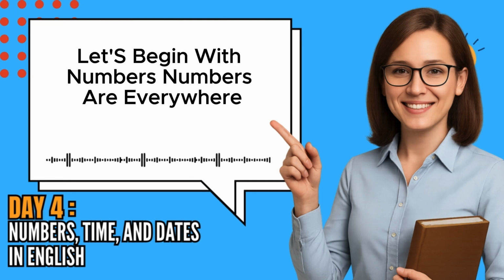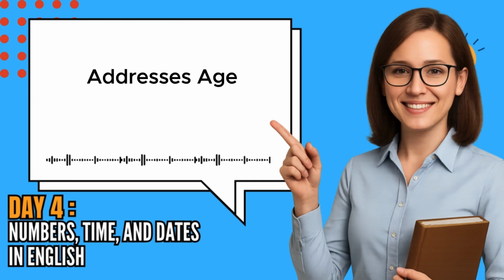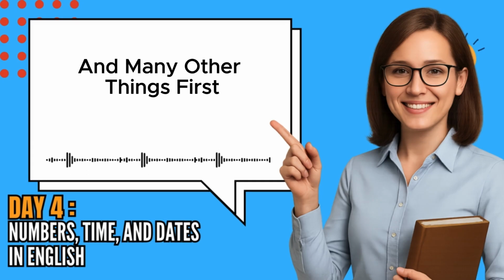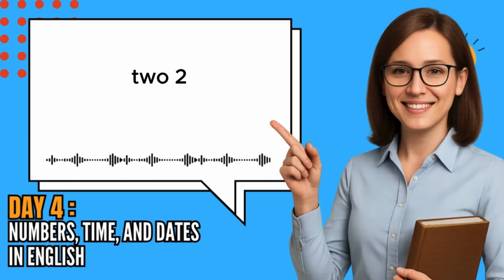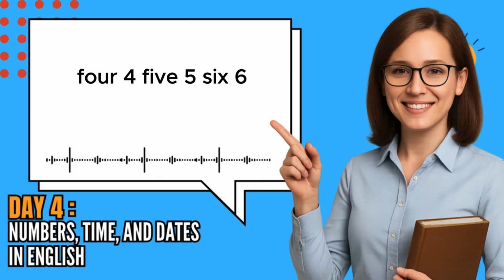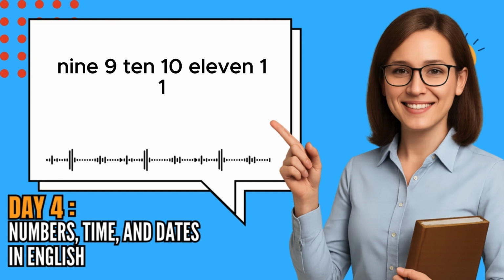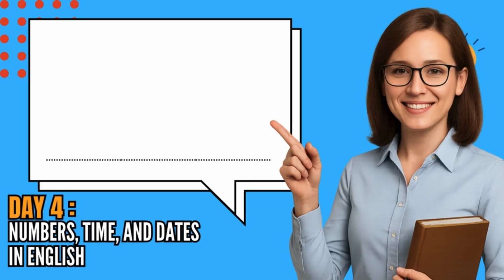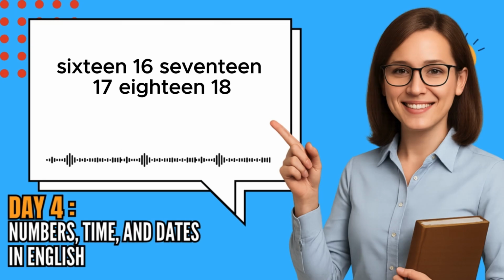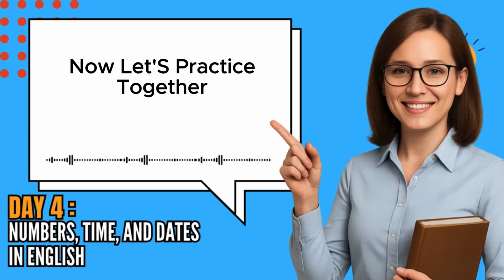Let's begin with numbers. Numbers are everywhere. We use them for money, phone numbers, addresses, age, and many other things. First, let's practice numbers from 0 to 20. 0, 1, 2, 3, 4, 5, 6, 7, 8, 9, 10, 11, 12, 13, 14, 15, 16, 17, 18, 19, 20. Now let's practice together slowly.